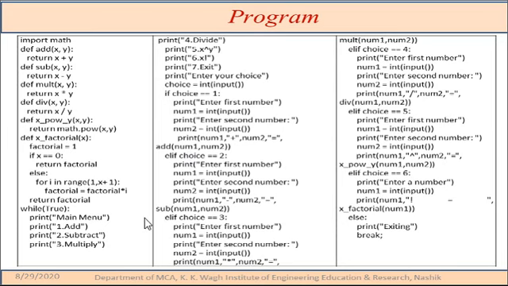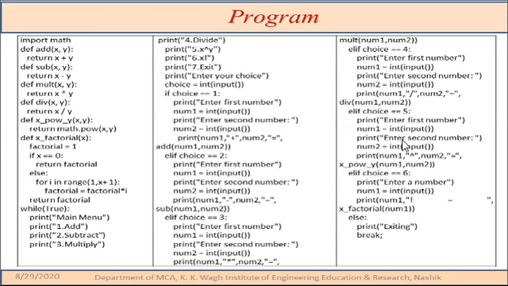Similarly, for the second choice, I call the subtraction function, that is the sub function, and pass the two numbers. For multiplication, similarly, I am calling the mult function. For division, I am calling the div function and passing the two numbers.